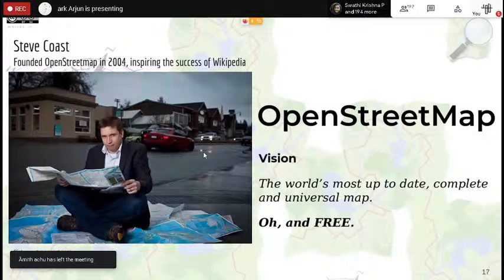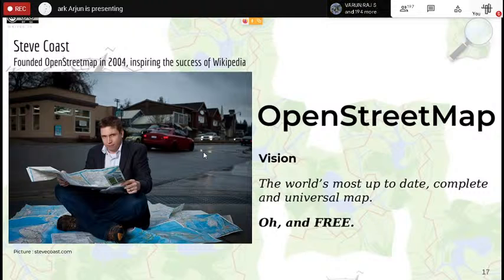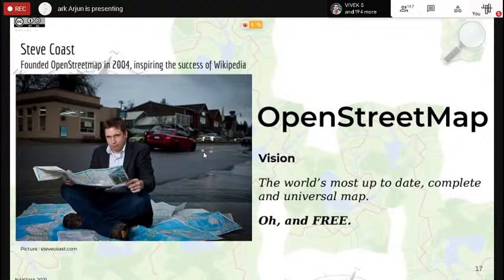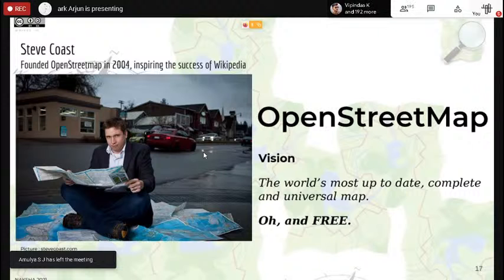The idea of OpenStreetMap actually originated from a pub in London. Cherry told in his speech that it was inspired by the success of Wikipedia, where everyone could edit a map, everyone could access the map for free of cost, and have a lot of information without any barrier. So that was the same intention, the same vision with which Steve Coast founded the OpenStreetMap project.